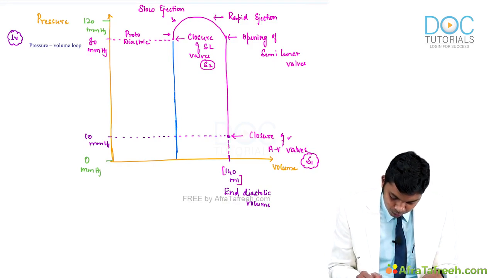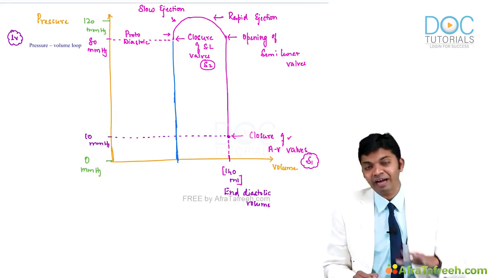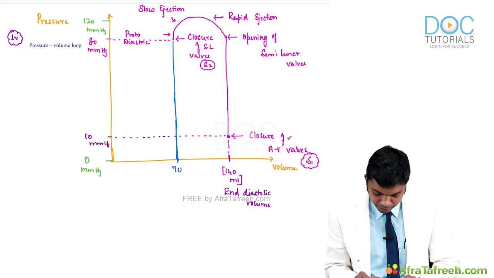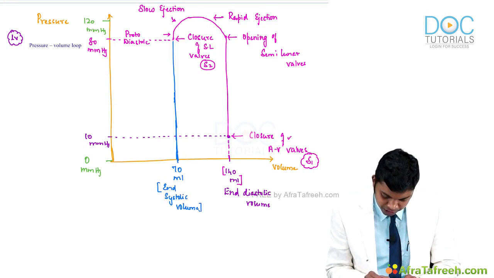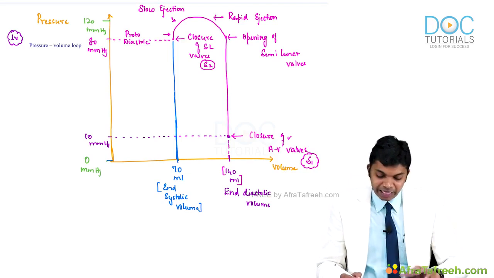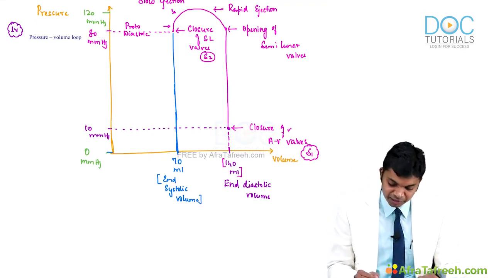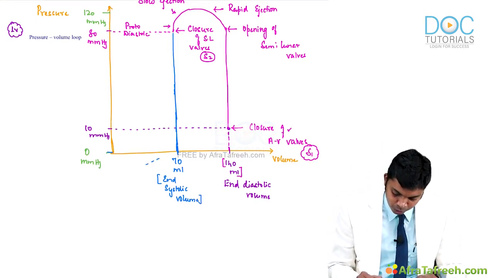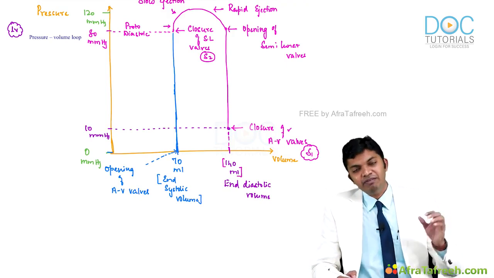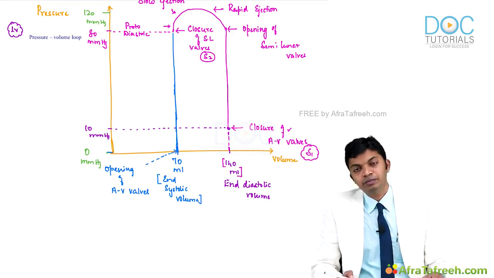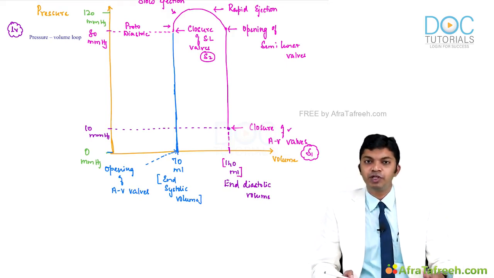And if you consider the volume of blood remaining in the ventricle after an ejection, the volume will be around 70 ml, which is called the end systolic volume, and the pressure will be about 0 millimeters of mercury, right doctors. As the pressure reaches 0 millimeters of mercury, there will be opening of AV valves. In the left ventricle, it is going to be the mitral valve.